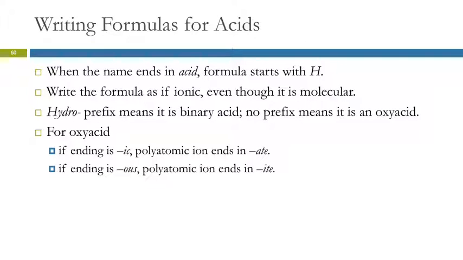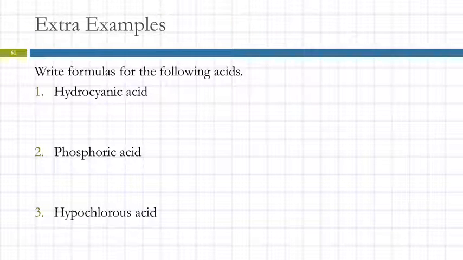So I kind of already did some of this, but writing formulas for acids. When you see a name that has "acid" in it, then you know it's an acid, right? So you know the formula is going to start with H. You're going to write the formula out as if it were an ionic compound, even though we know it's molecular. Hydro prefix means it's a binary acid. No prefix tells us it's an oxyacid, and so we just reverse the pattern here. Instead of going from "ate" to "ic", we go from "ic" to "ate".